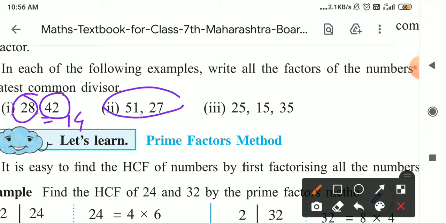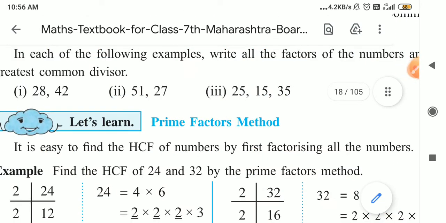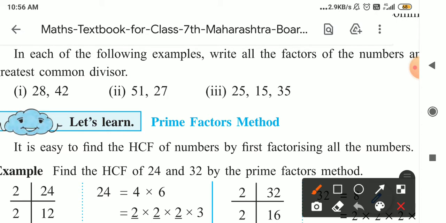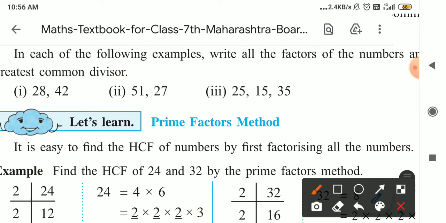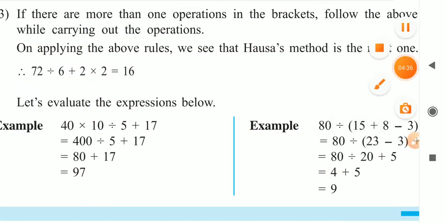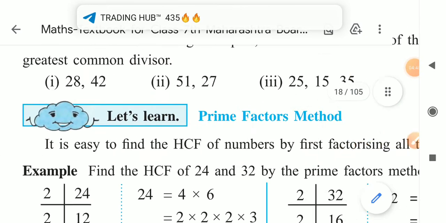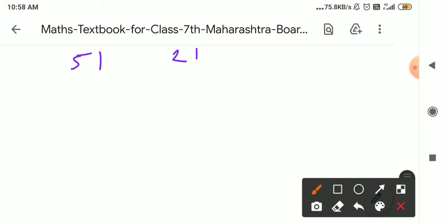Next, 51 and 27. If you find the factors of this, we have to find the common divisor. Both numbers, 51 and 27, are divisible by 3, because the sum of digits is 6 for 51, 5 plus 1, and 9 for 27, 2 plus 7.